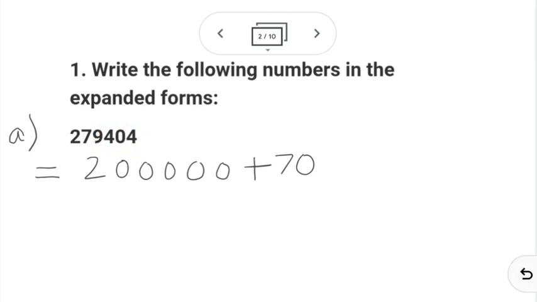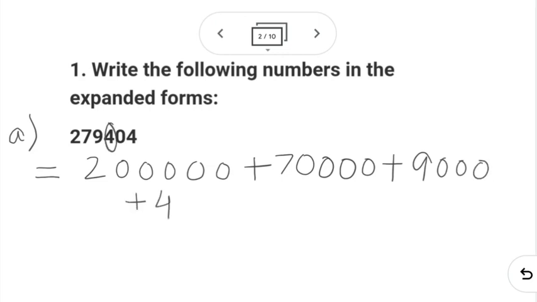So, you will write 7 and put 4 zeros after it, plus next number is 9 and after 9 there are 3 numbers, so you will put 9 and then put 3 zeros, plus 4 and after 4 there are 2 digits, so you will put 4 and 2 zeros, plus 0. Wherever there is 0, it's not necessary to mention, we can leave it, and last digit is 4. Nothing is after 4, so we will simply write 4. So this is the expanded form of this number.